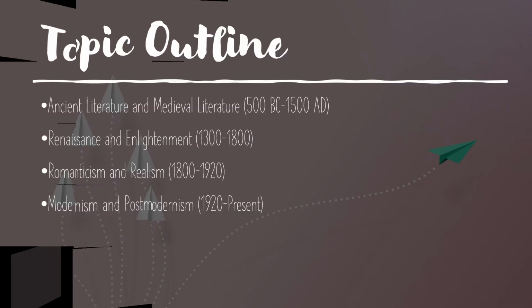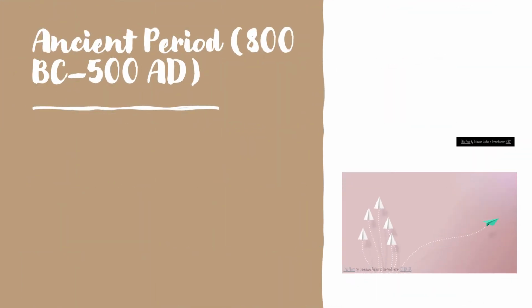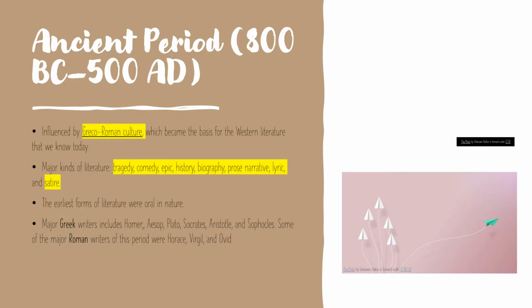Now let me start with the first period, which is the ancient period, which started from 800 BC to 500 AD. During the ancient period, the literature created was mostly influenced by Greco-Roman culture, which became the basis for the Western literature that we know today.